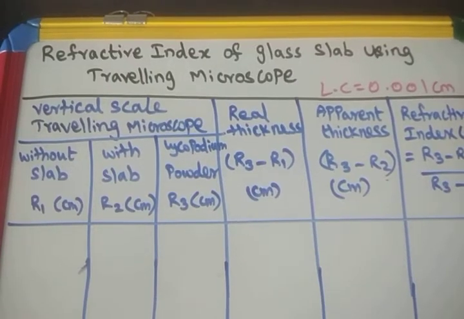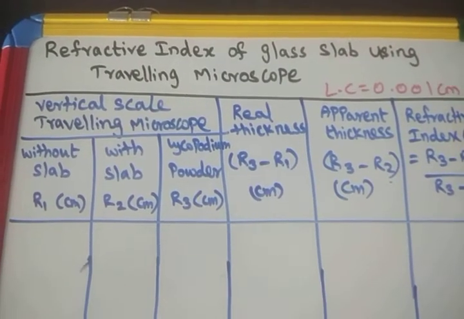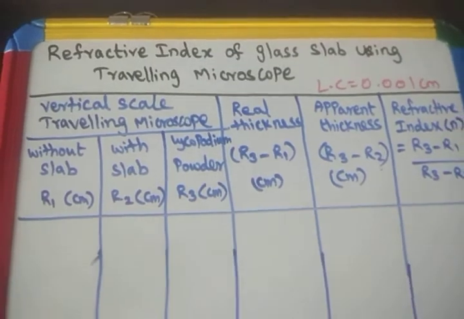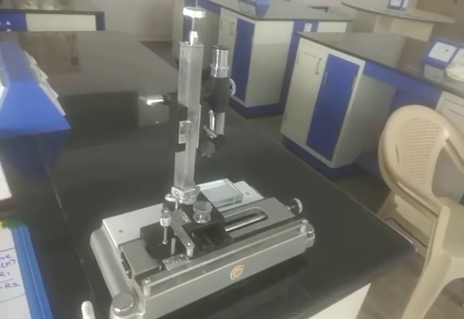Refractive index of glass slab using traveling microscope. Dear students, this is the traveling microscope. So this has a microscope. So this is the microscope.